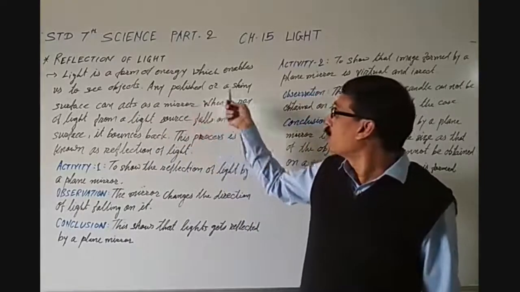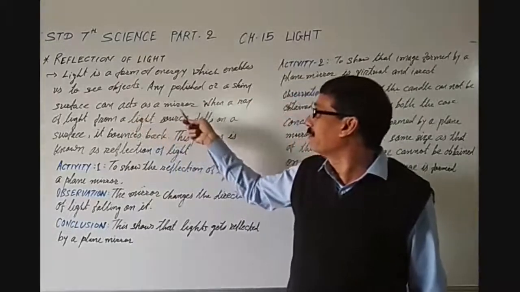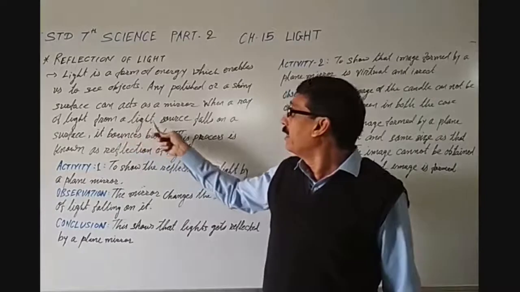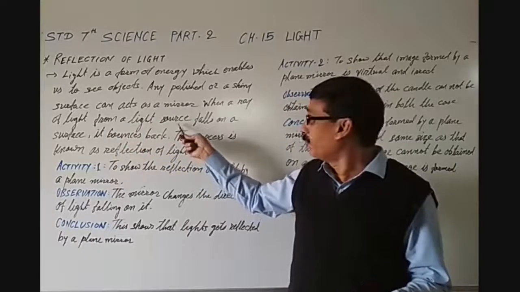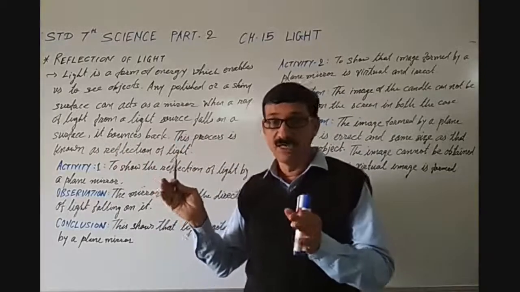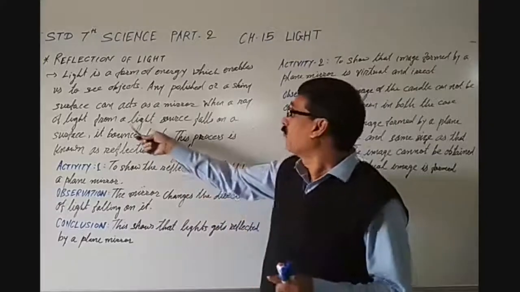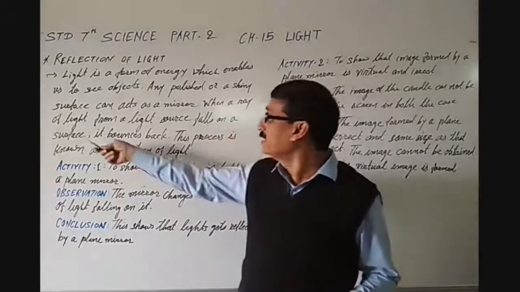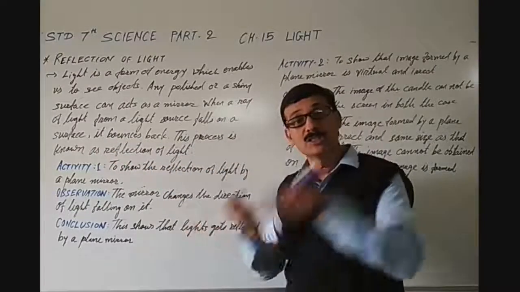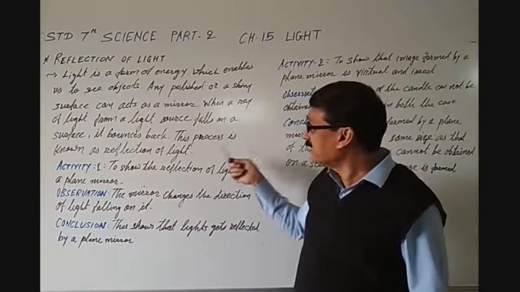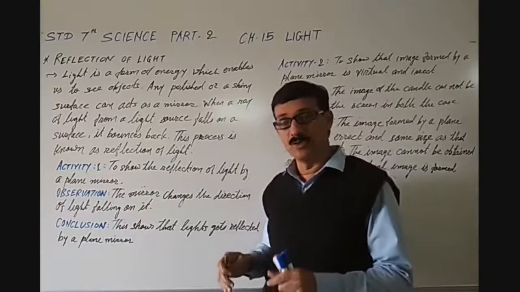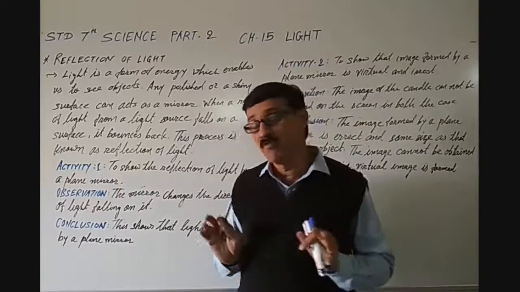When a ray of light from a light source, say a torch, falls on a polished surface, it bounces back. This process is known as reflection of light. That's what we come to know.